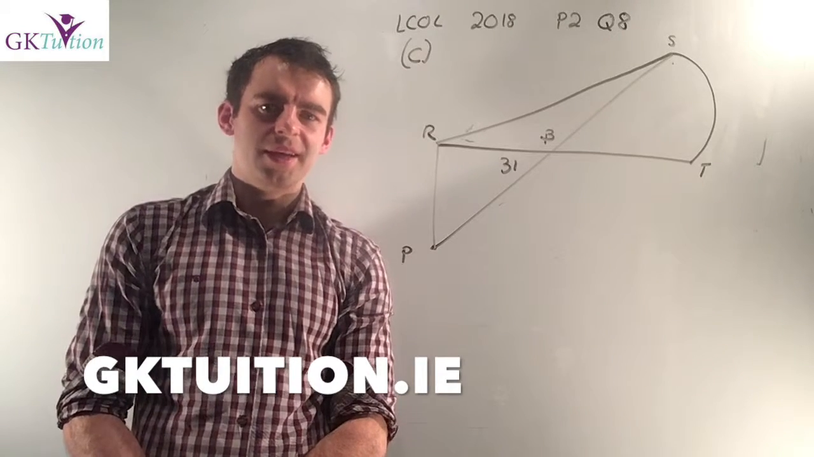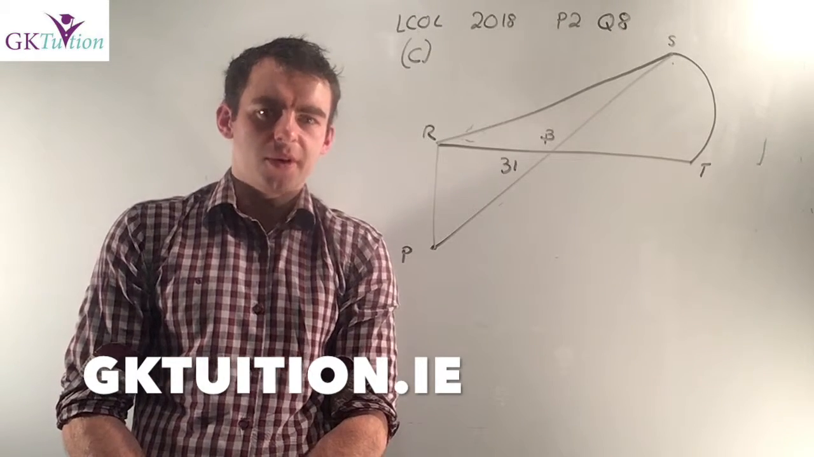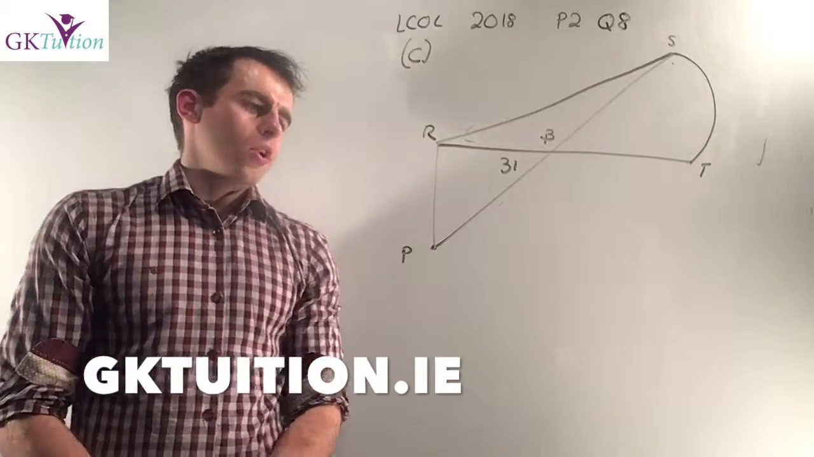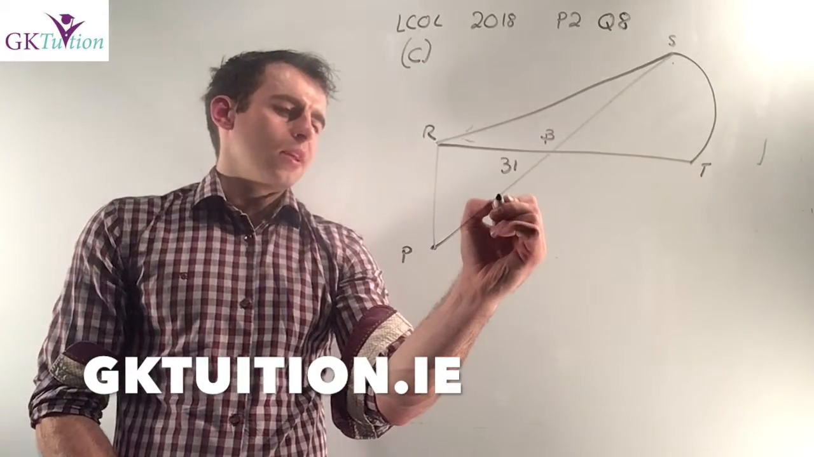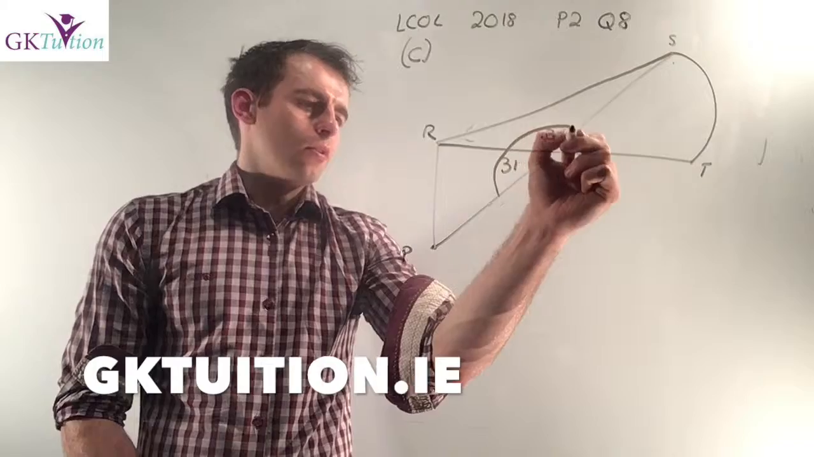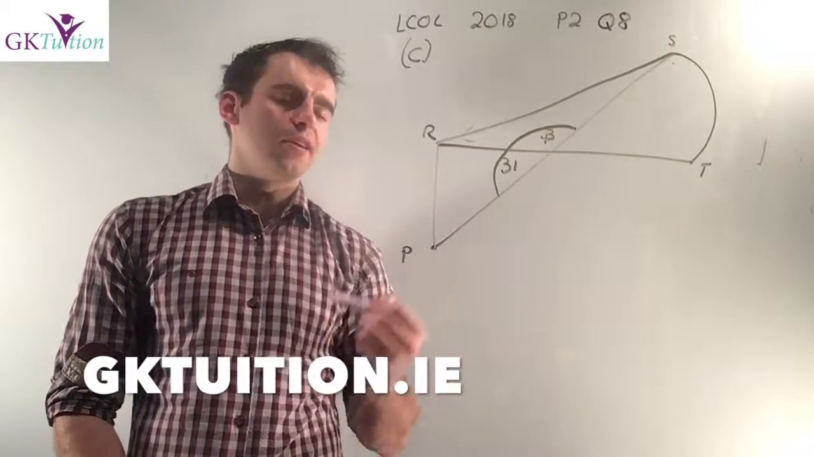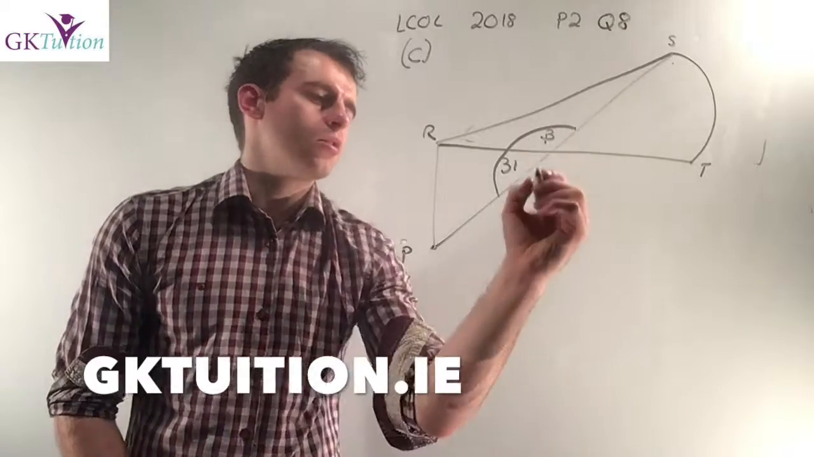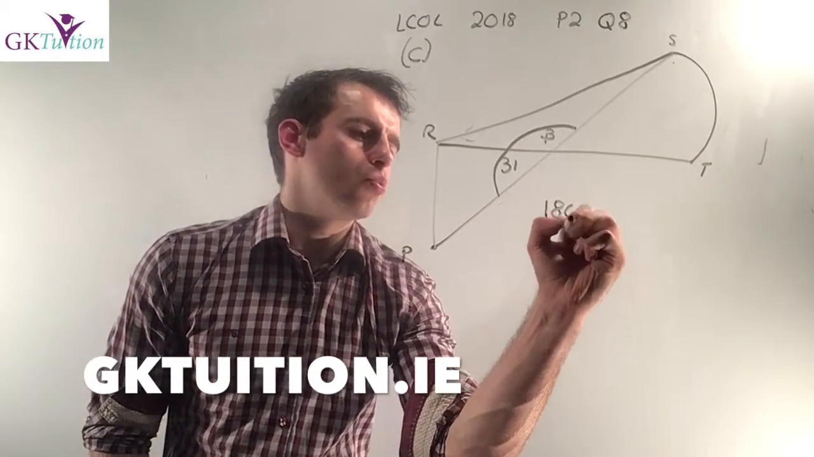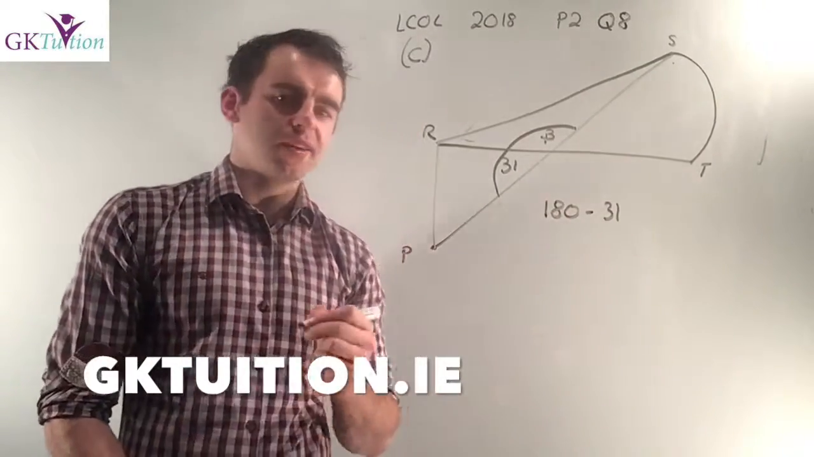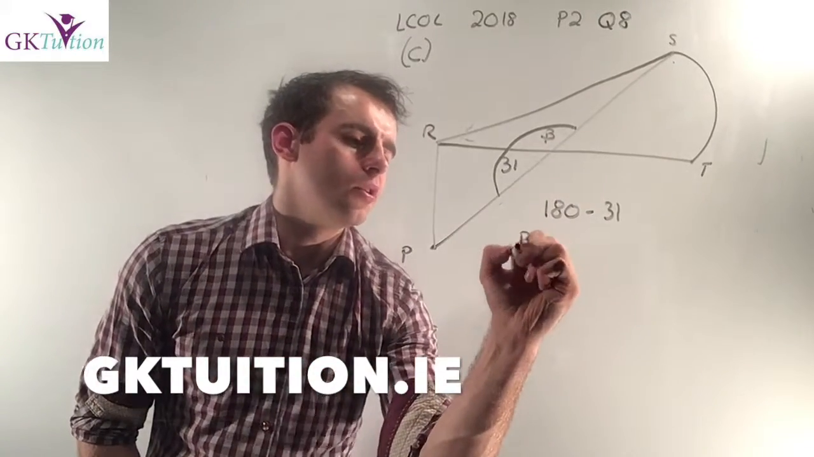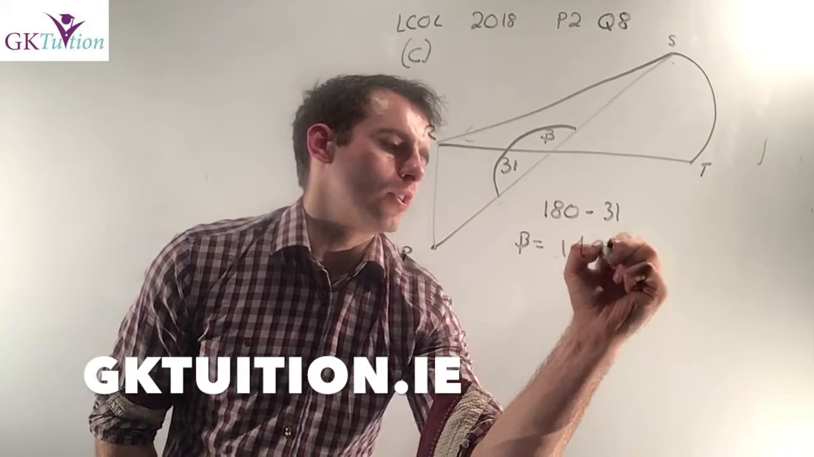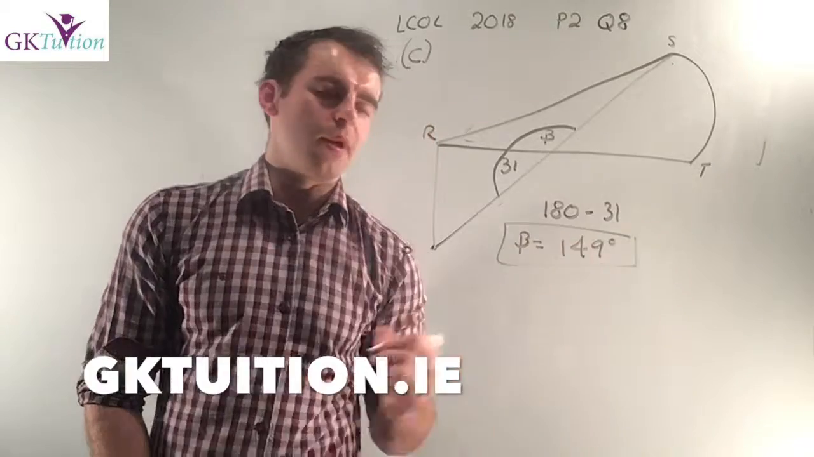Okay, for part C, it says to use alpha in order to find beta. Well, you should realize that in this diagram, clearly those two angles form a straight angle. So the angle alpha and the angle beta form a straight angle, and a straight angle is 180 degrees. So in order to work out beta, it's just 180 minus the angle alpha, which was 31. So you know that beta works out as 149 degrees, and that's your answer for part C.